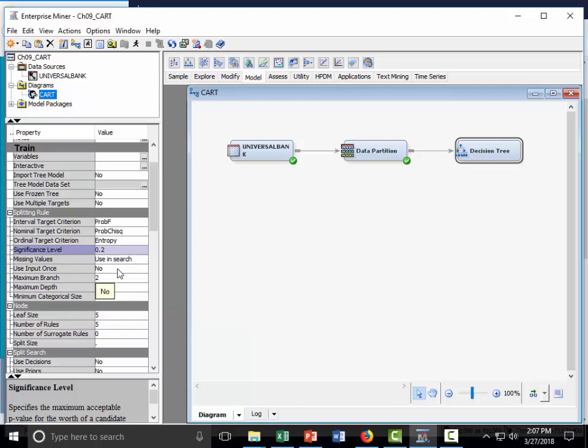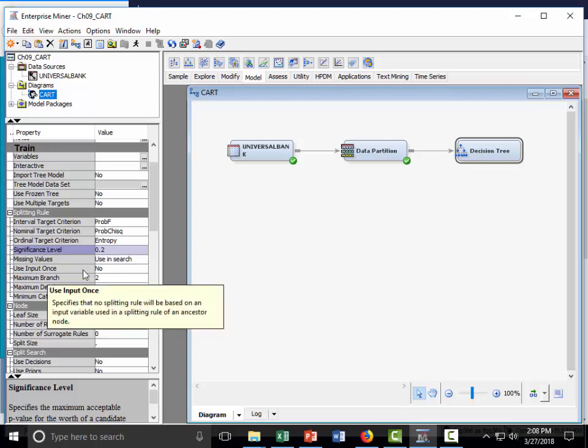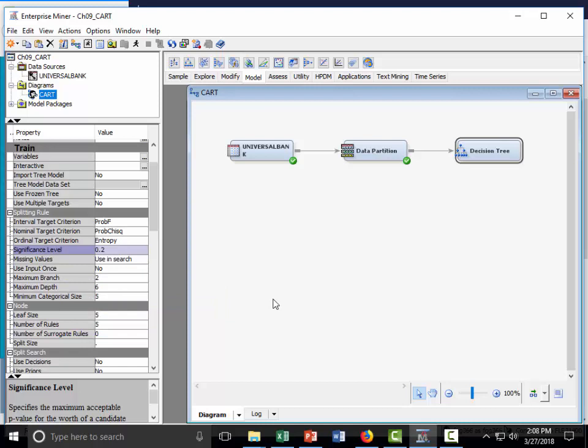Use input once, you don't want to do that. Use input once means once you use a particular predictor like income, as we did in the interactive tree, where we used income at the top as the first one, then income is never considered again for a possible split. That really restricts our search for a good tree quite a bit, and therefore we don't want to do that. But SAS gives you the option to say use input once as yes, but the default is no.